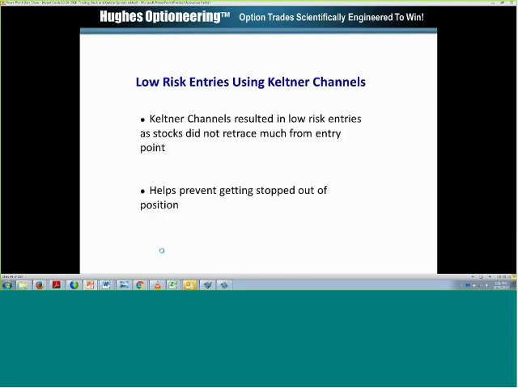profit on XLU. So the Keltner channels in these examples resulted in low risk entries as the stocks did not retrace much from our entry point, and this helped prevent getting stopped out of our stock position.